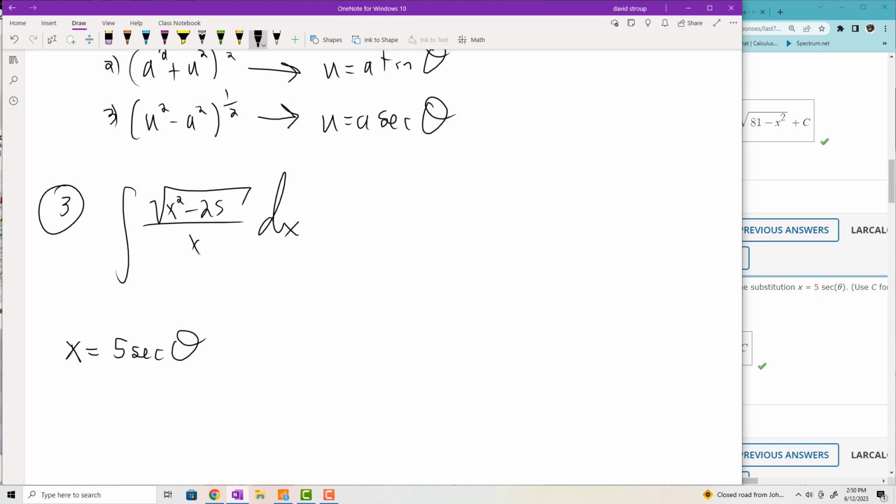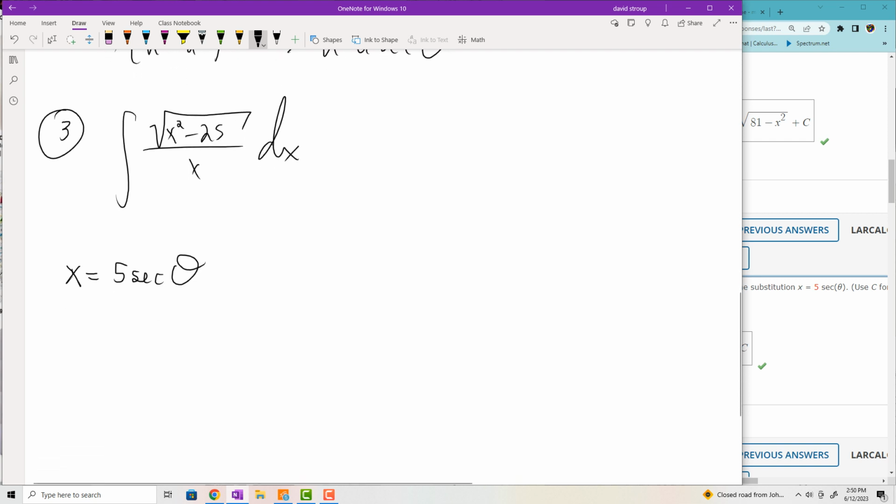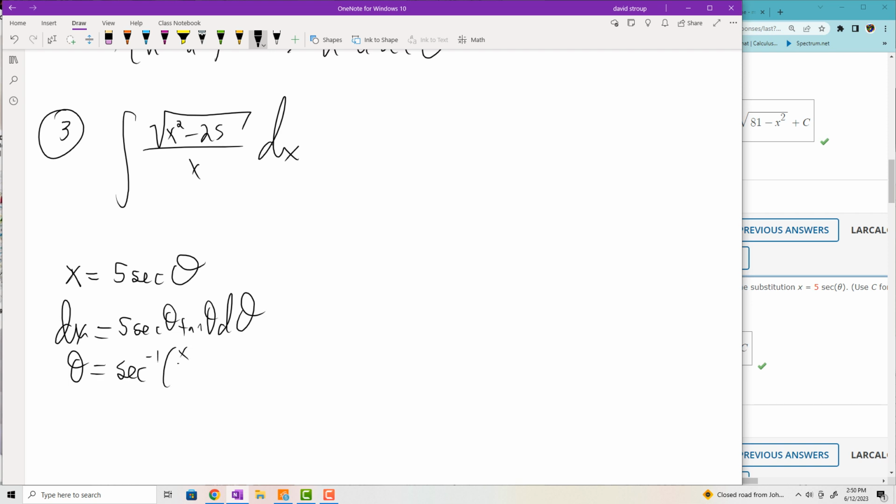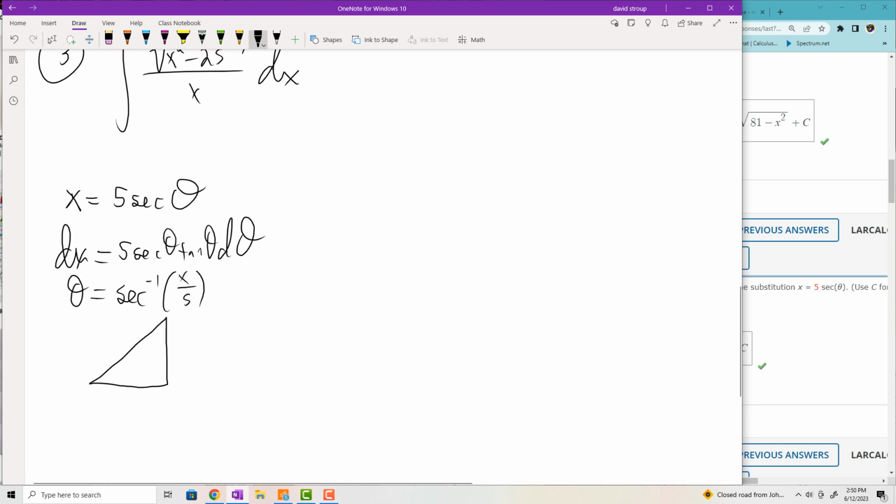Okay. All right, so I like to get all my information first. I suggest you do the same. So get your dx, so you get 5 secant theta tan theta d theta, get your theta, so dividing both sides by 5 and then taking secant inverse, we get x over 5. I honestly don't know how you would do this problem without having to do a triangle or something. I've seen people try to get away with that, and I'm kind of like, did you really do that? Or did you use a calculator? So I need to see your work, is long story short.